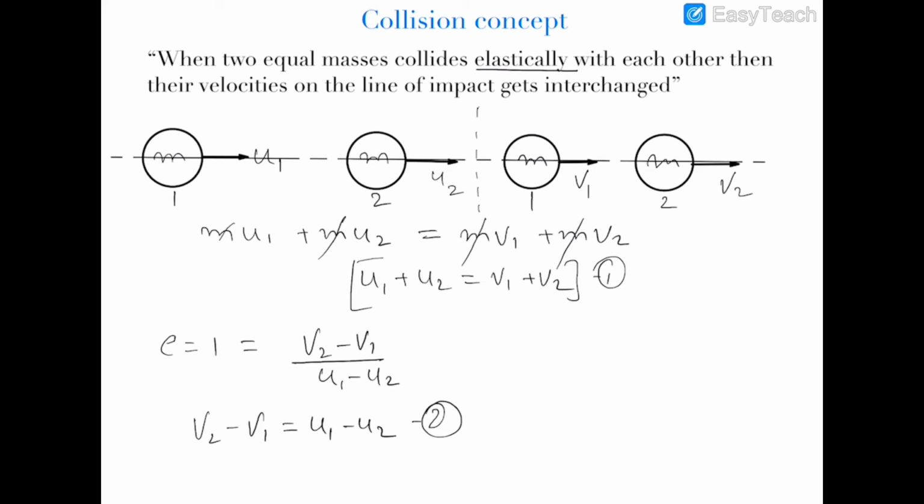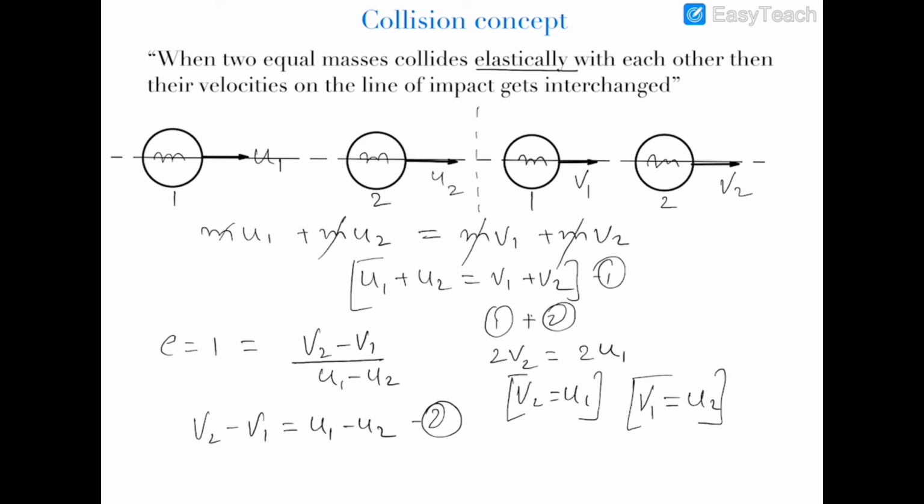Now if we add up these two equations, 1 plus 2, then 2v2 is equal to 2u1, so v2 is equal to u1. And if you substitute this value of v2 in any of the equations, then you would get that v1 is equal to u2, which means that the final velocity of object 1 is the initial velocity of object 2, and the final velocity of object 2 is the initial velocity of object 1.